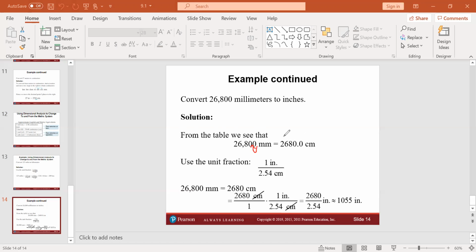The reason we converted to centimeters is because I know I will be giving you a conversion between centimeters and inches. And since centimeters is what's got to cross out, the unit fraction I'm going to use is 1 inch per 2.54 centimeters, so that centimeters go on bottom. I'm left with inches. Inches don't get crossed out. And I end up having to do 2,680 divided by 2.54. And I'll just round to the nearest inch. So that'll be 1,055 inches.